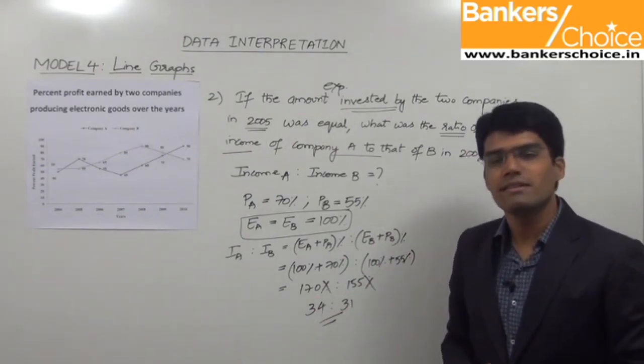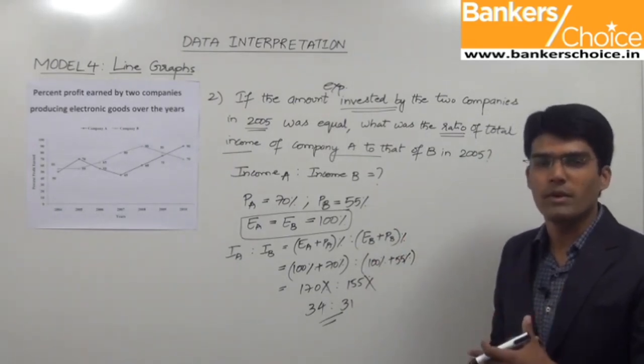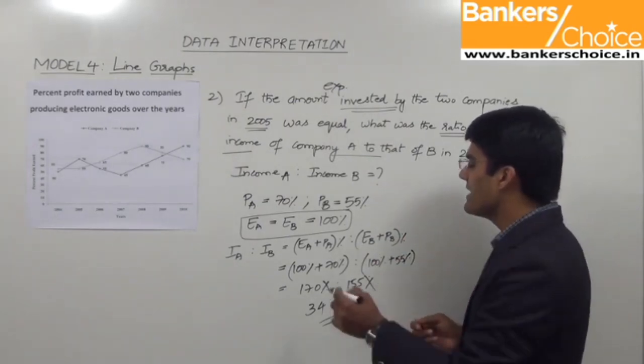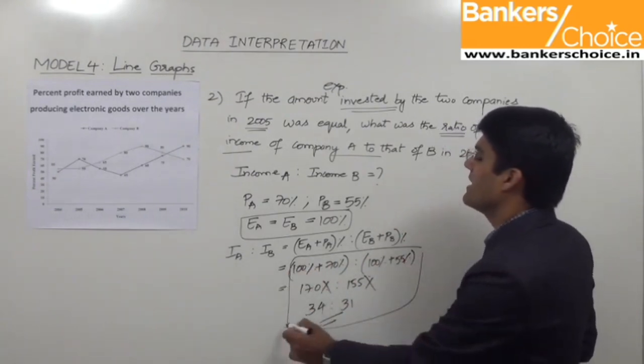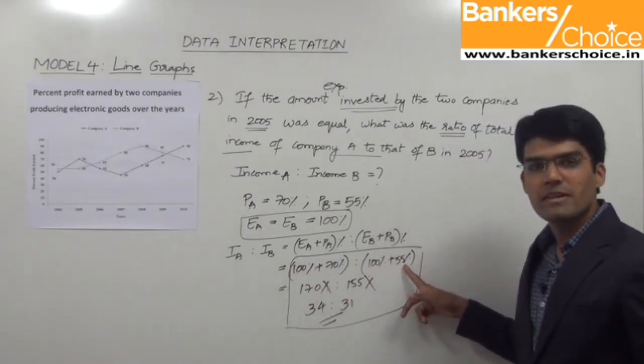And I would also like to mention that these many steps are not required for solving this question. If you can understand what is given in the question, then the answer can be obtained directly from this step onwards. That is, income of A is 100% plus 70%, income of B is 100% plus 55%.